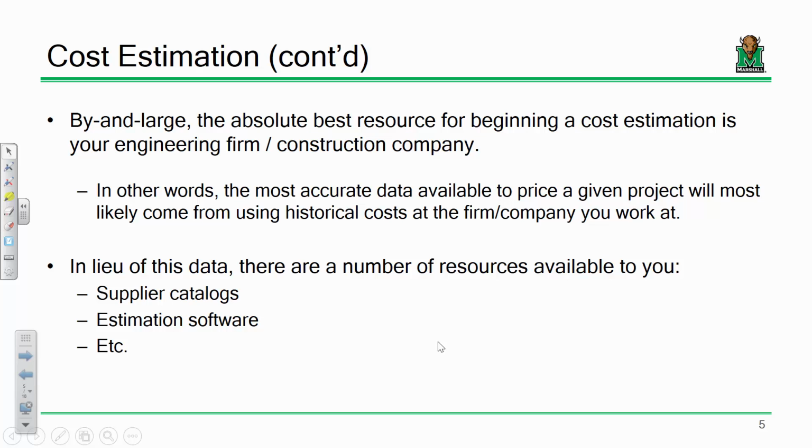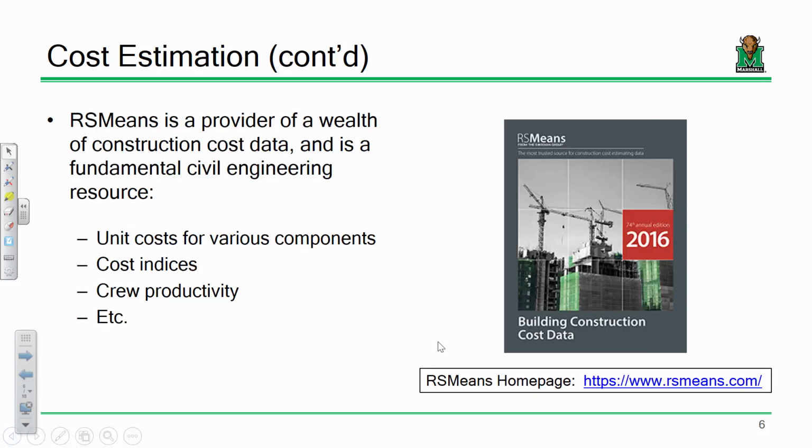Now, we're in an academic setting, so we don't have an engineering firm to go off of. So I want you to have a little bit of experience with some of these resources like supplier catalogs, and particularly RS Means guides. Even if you're using data from your colleagues at an engineering firm or the DOH, the cost data that you're going to get is going to be in a format very similar to this. So I want you to have an understanding of how this stuff works.